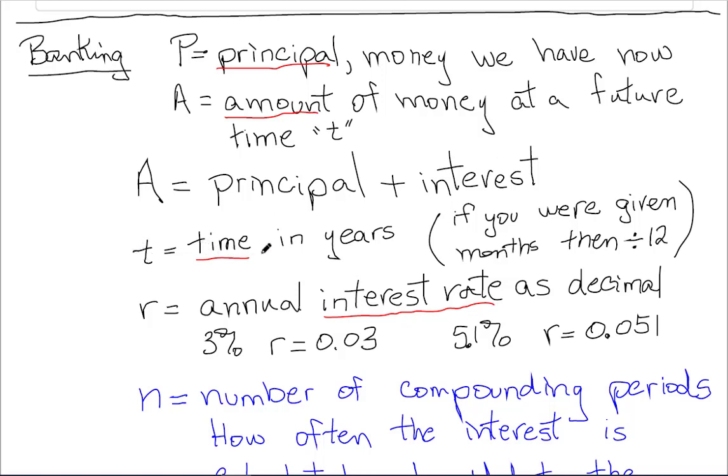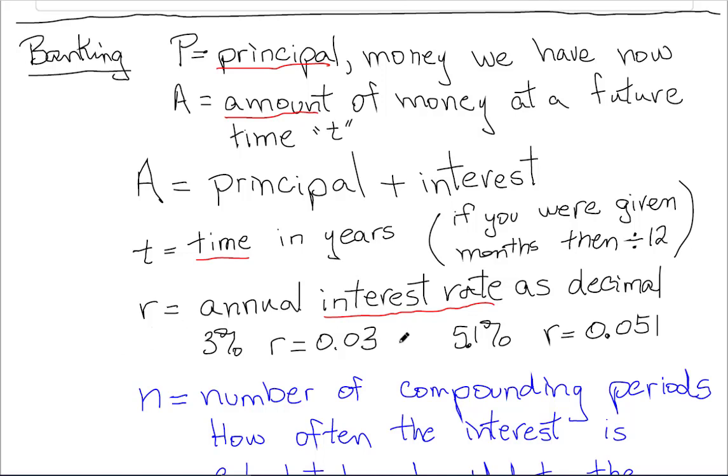t is time, and it's usually in years. Now, if for some reason the problem gave it to you in months, you need to convert it to years, and so you would then just divide the number of months by 12. So let's say it was 24 months to make it easy. Then it would be 24 divided by 12, which is 2, which is 2 years. So again, if the time were in months, you would just divide it by 12 to get the number of years.